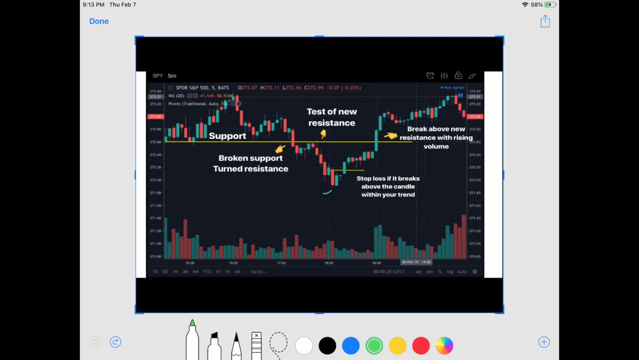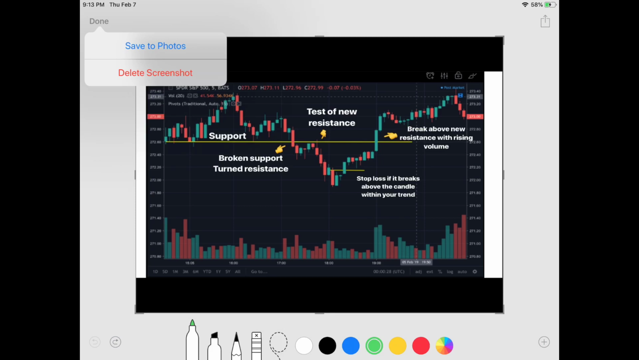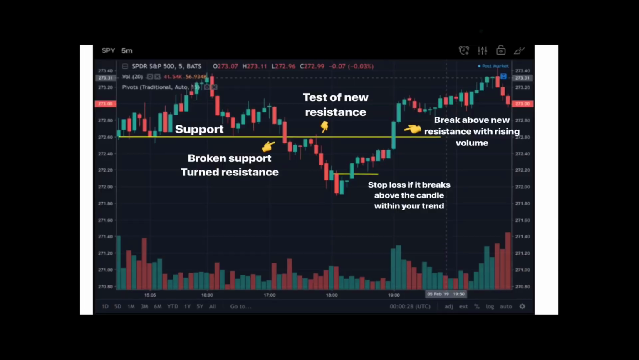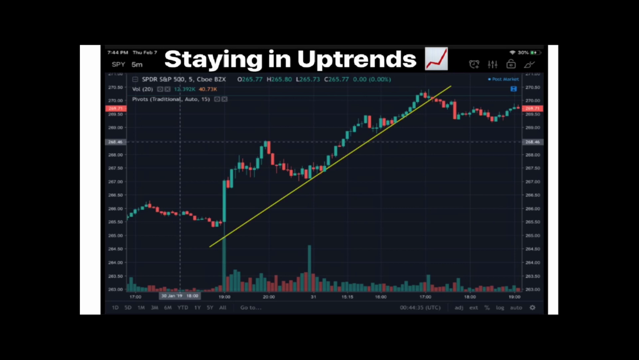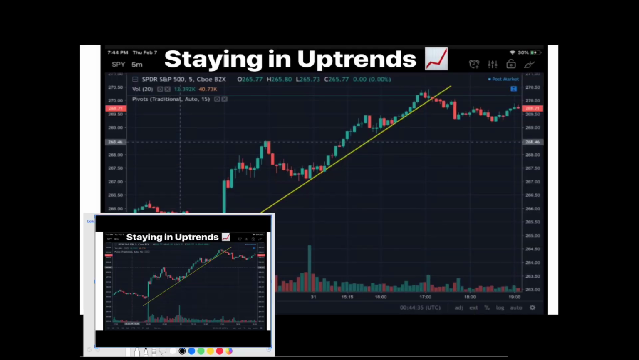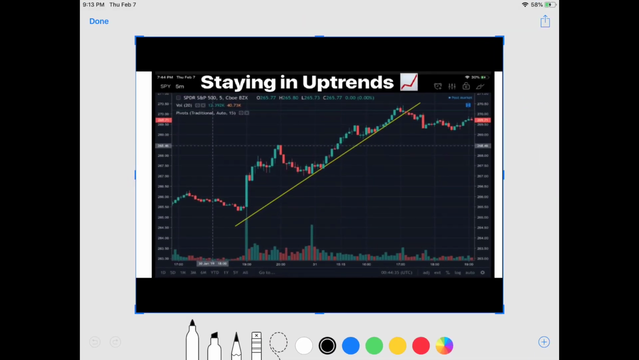And then bam, it strengthened the uptrend. Things are very simple. So, staying in an uptrend. It's not very hard to stay in an uptrend. You draw your trend line and you literally stay within your trend.